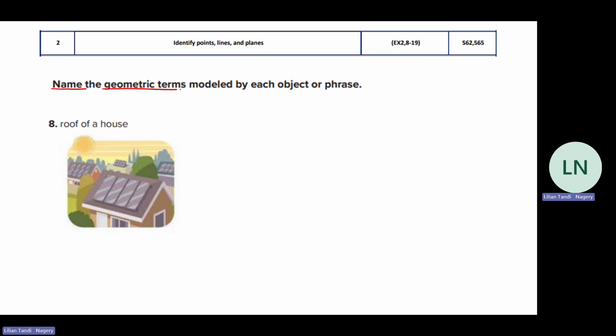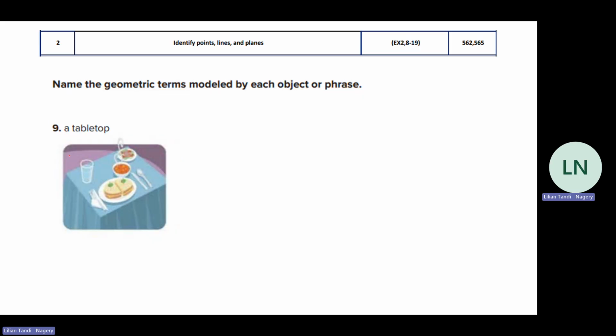You're naming the geometric terms modeled, shown. Modeled means shown, okay, by each object or phrase. According to this, you're seeing the roof of the house. And the roof of the house is this part, okay? And what do you notice? This part is a flat surface. And if it is a flat surface, you are going to say this is a plane. So this is your answer. It is a plane because it is a flat surface and it is two-dimensional, okay?